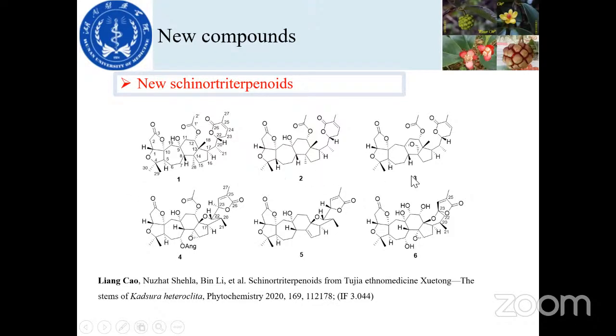Compounds 1, 2, and 3 are precursors of triterpenoids, because these three compounds have 30 carbon atoms, but 4, 5, and 6 are triterpenoids. Also some known triterpenoids were isolated from the plants.